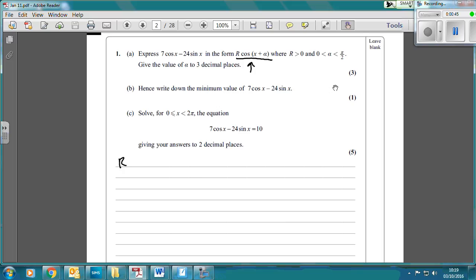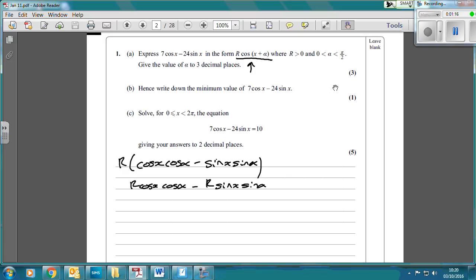We already know how to expand cos of a plus b. If we do cos of x plus alpha, we're going to get cos x cos alpha minus sin x sin alpha. Then if you multiply through by r, that gives us r cos x cos alpha minus r sin x sin alpha.